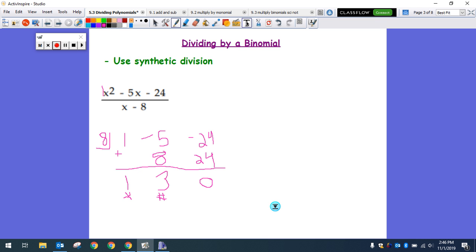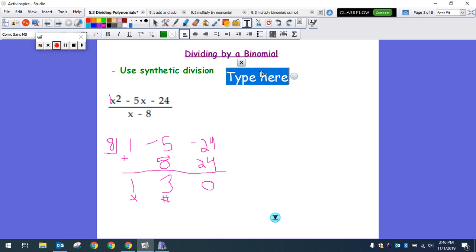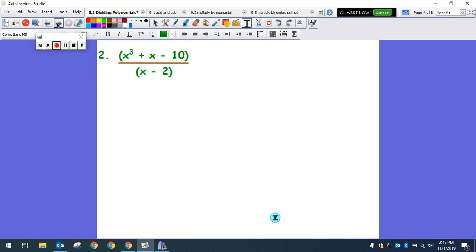So this final answer is going to be 1x plus 3, because I got a positive 3. Now, you don't have to put that 1 there. Obviously, we know that if it's just an x, there is a 1 there. All right, let's do another one. Don't get frustrated and act like I can't do it.